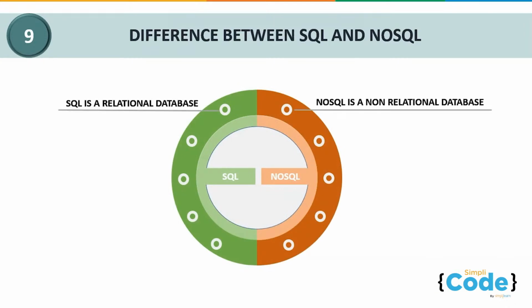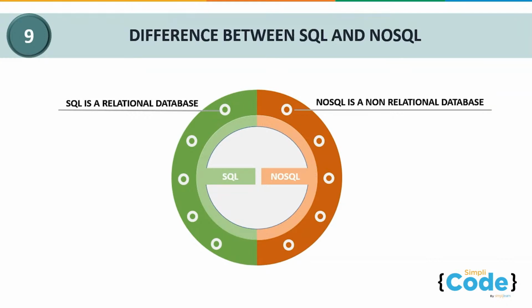Firstly, SQL is a relational database and NoSQL is a non-relational database. That means SQL databases are in the form of tables that can contain rows and columns, and they have a fixed logical schema design. All the data in SQL is arranged in tabular format and it is well suited for complex queries. And on the other hand, NoSQL is a non-relational database.